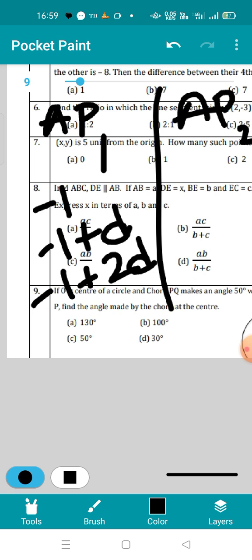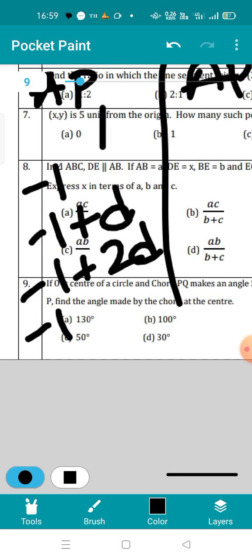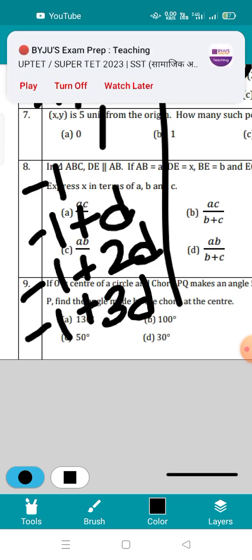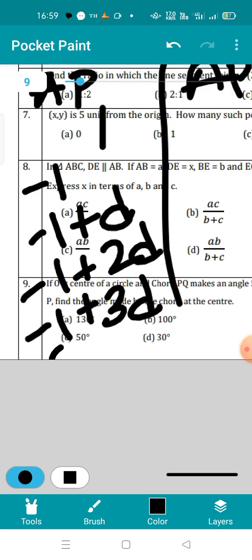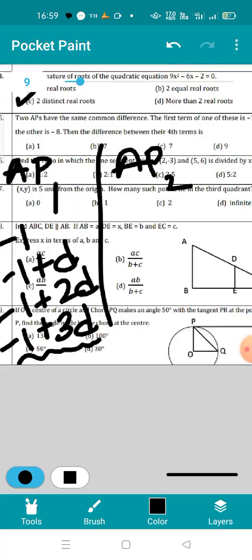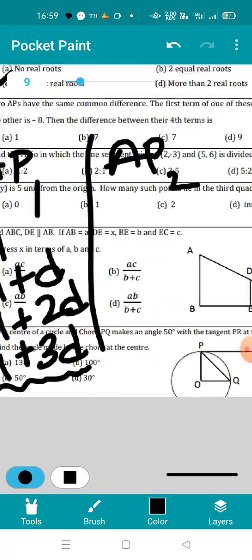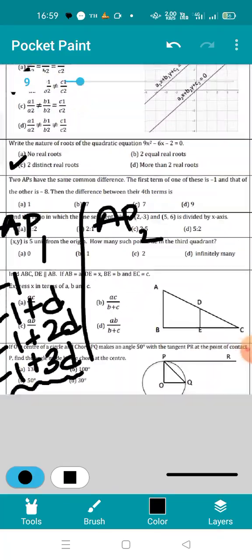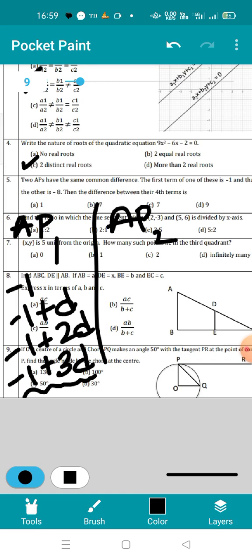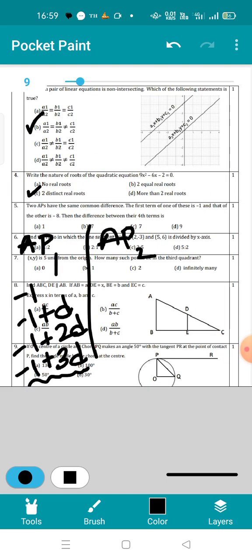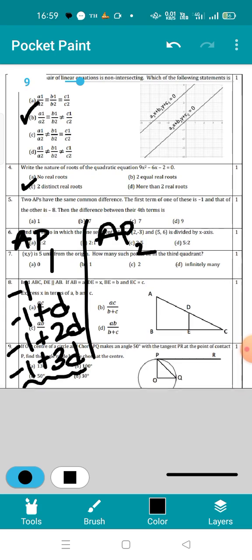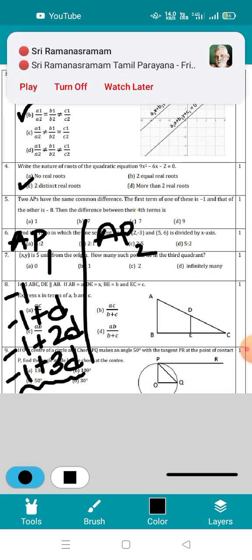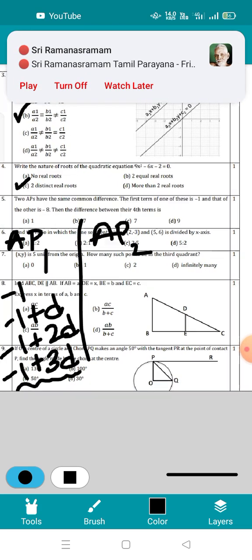Now the next term, the fourth term, we are interested in the fourth term because they're asking us the difference between the fourth terms. So -1 plus 2D plus D, it will be -1 plus 3D. So this is the fourth term of the first AP. Now let's concentrate on the second AP. It says the first term of the second AP is -8.